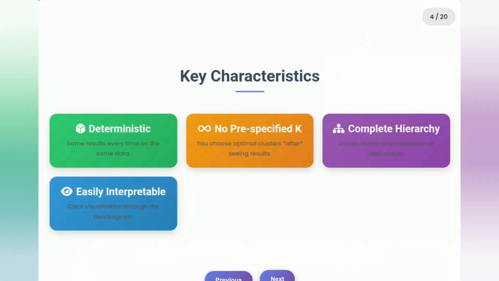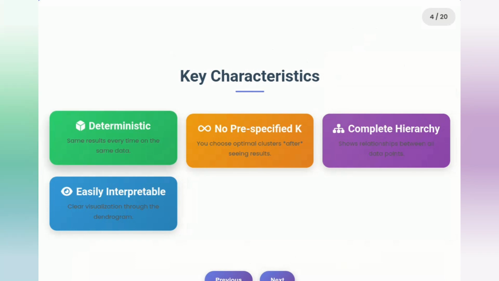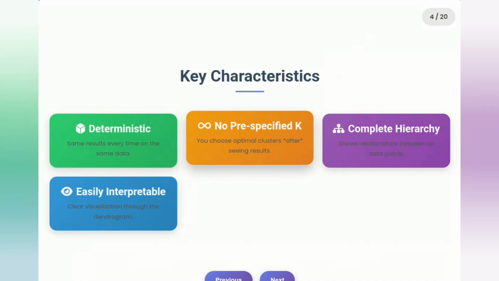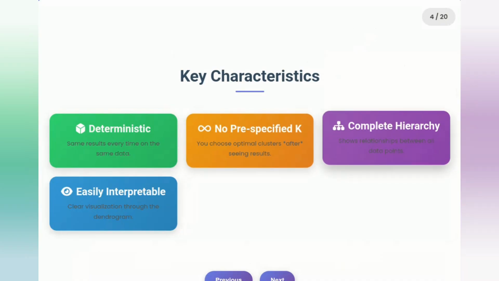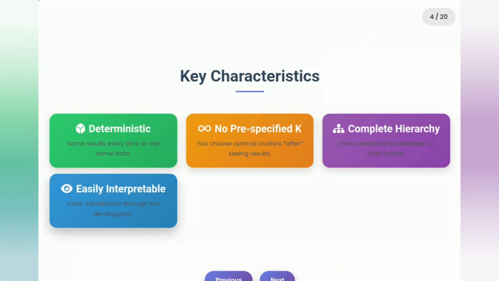What makes hierarchical clustering special? First, it's deterministic. You'll get the same result every time you run it on the same data. Second, it doesn't require you to pre-specify the number of clusters. Third, it creates a complete hierarchy showing relationships between all data points. And fourth, the results are easily interpreted through the dendrogram visualization.